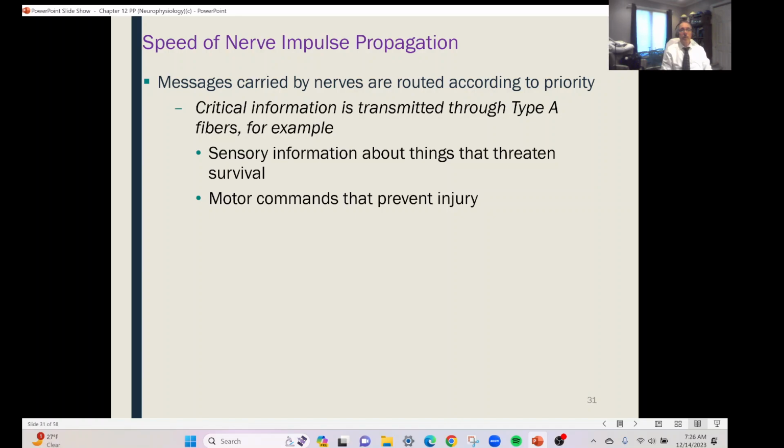Okay, so that concludes this lesson on how the action potential is propagated along the axon and then looking at the different types of nerve fibers or axons, which also have an impact on the speed.